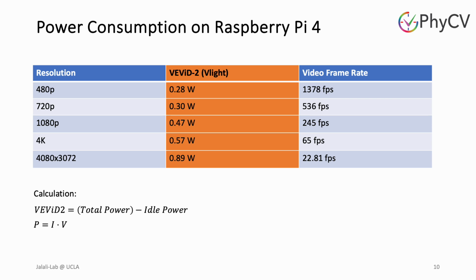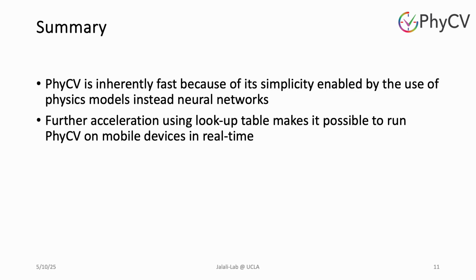At 480p, Vivid 2 consumes only 0.28 watts, while achieving 1317 FPS. Even at 4K resolution, power consumption remains remarkably low at 0.57 watts, while maintaining 65 FPS. The power scaling correlates directly with pixel count. As resolution increases, power consumption rises proportionally. These benchmarks confirm Vivid 2's suitability for power-constrained environments.